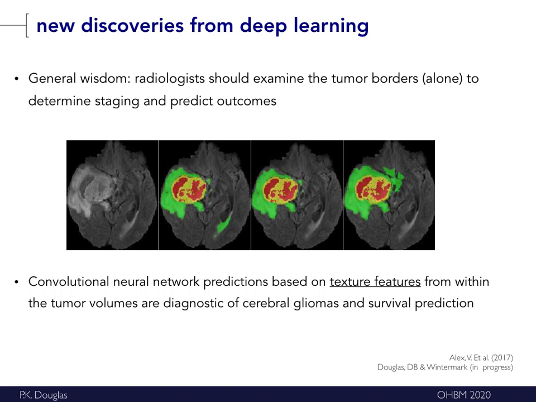Deep learning has also been used to make new discoveries in neuroradiology. For example, conventional wisdom for radiologists was that there was no information inside a tumor, and therefore one should examine only its borders. However, a recent deep learning approach, coupled to texture analysis, found prognostic information within the tumor itself.